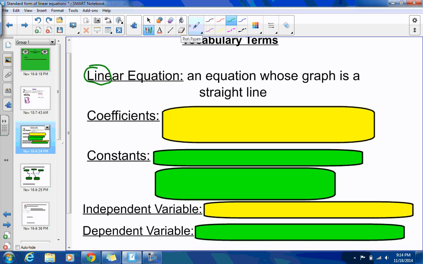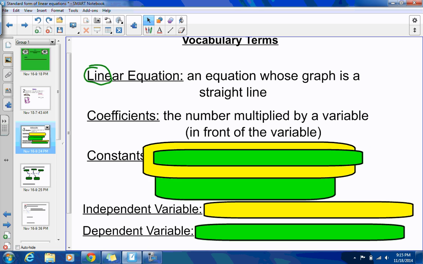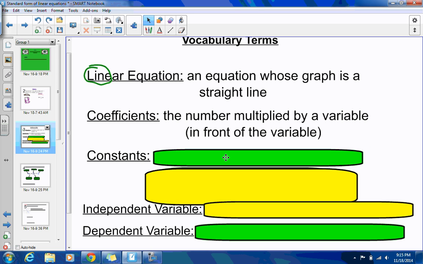The second term is a review term. It's coefficients. We're going to be looking at coefficients today. Those are simply the number multiplied by a variable, or the number in front of a variable, if you want to look at it that way. So if you're given the example 4x, we know that the number in front of the variable and the number multiplied by it is a 4, so that's your coefficient.